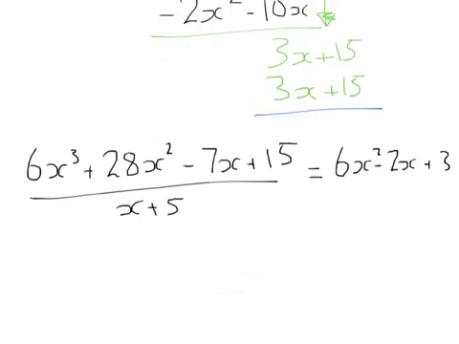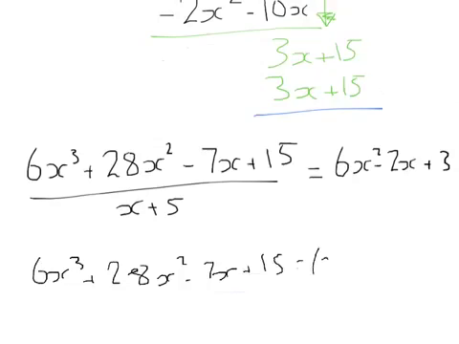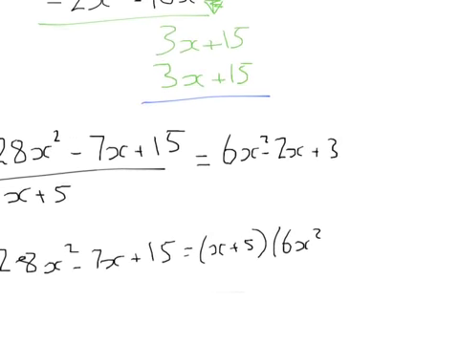Now, you might have to use that in a number of different ways as the questions develop. Initially, all I'm going to ask you to do is to have a go at some of these, and you're going to do these divisions and get your answer really at the end. But it's just worth noting that you might then use 6x cubed plus 28x squared minus 7x plus 15 is equal to x plus 5 times 6x squared minus 2x plus 3.